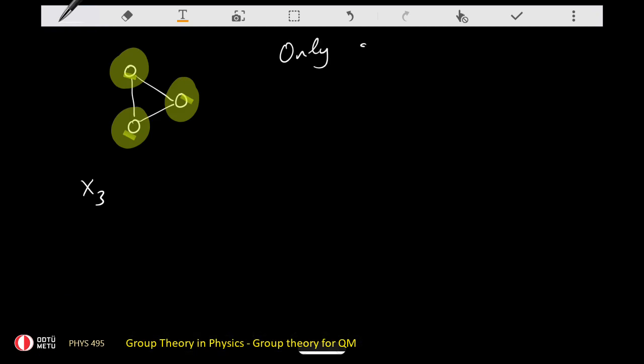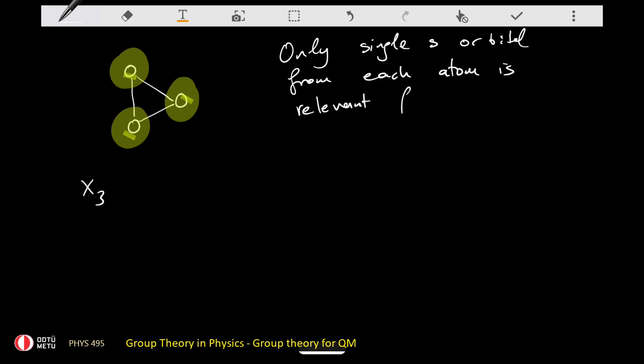So let's say it like this: only a single s orbital from each atom is relevant for the valence orbitals of the molecule. All right, let's say it like this.